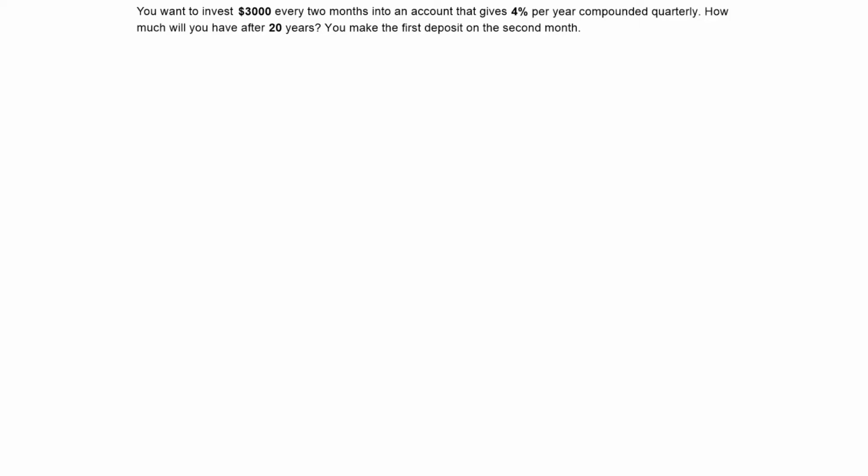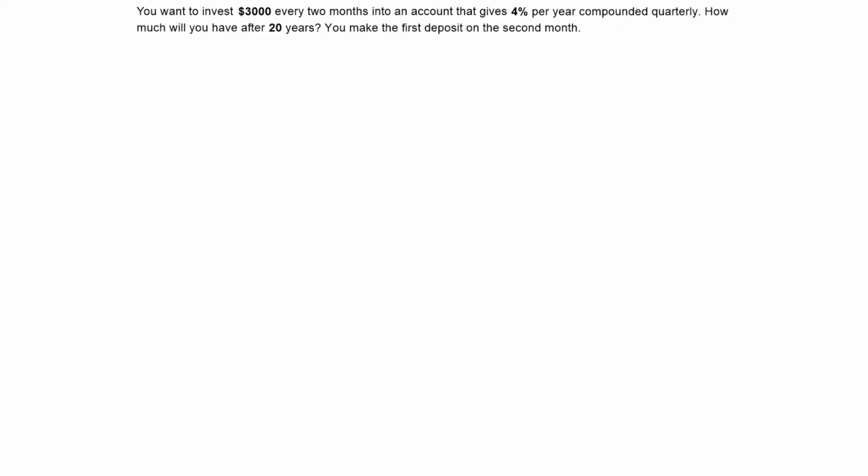Today we'll be doing another engineering economics problem. This problem states you want to invest $3,000 every 2 months into an account that gives 4% per year compounded quarterly. How much will you have after 20 years? You make the first deposit on the second month.